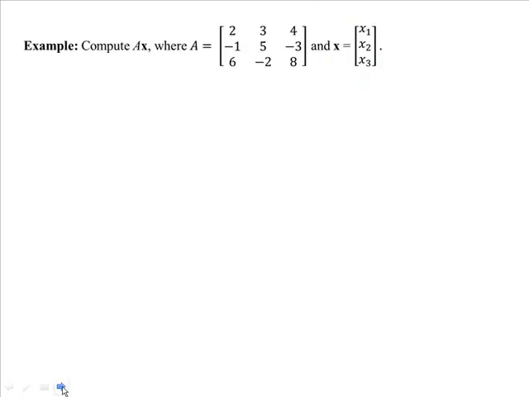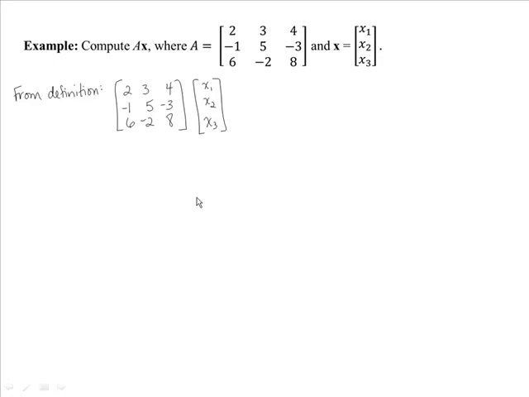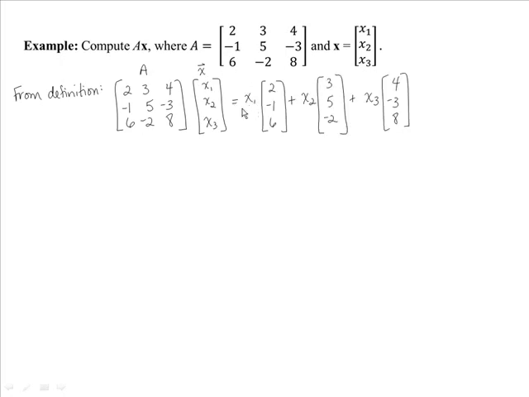In this example, we want to compute AX, where A is this 3x3 matrix and X is the 3x1 vector. So from my definition, when I take my matrix A and I multiply it by my vector X, I'm going to take each entry in X and multiply it by the corresponding column of my matrix A. So X1 will be multiplied by the first column of A, X2 by the second, and X3 by the third. And here we'll see it here. And now I want to take X1 and multiply it by each entry in my vector, and the same with X2 and X3. So I'll get the following.